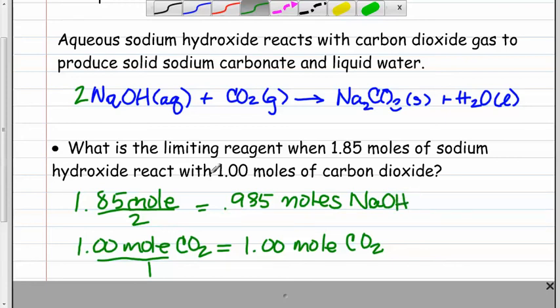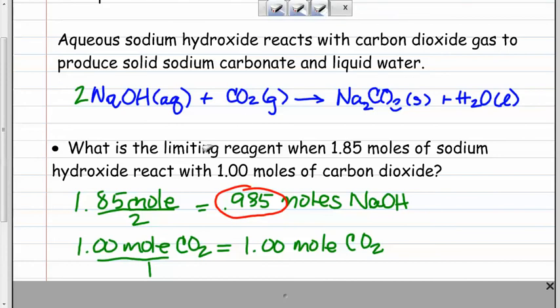So now we can just look at the lowest number here. 0.985 is clearly our lowest number, and therefore sodium hydroxide is our limiting reagent. Let me show you just one other way that this can be done.